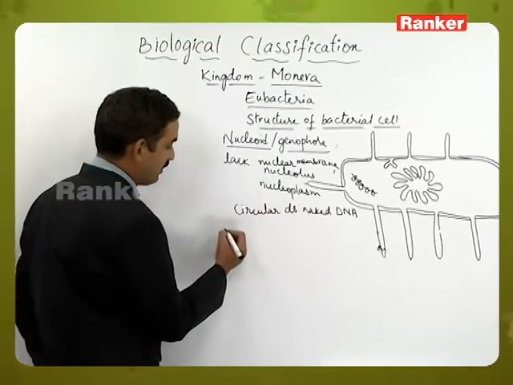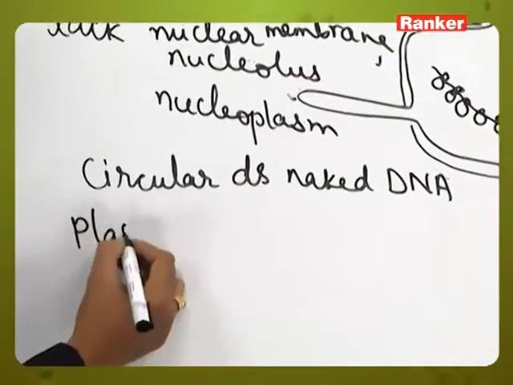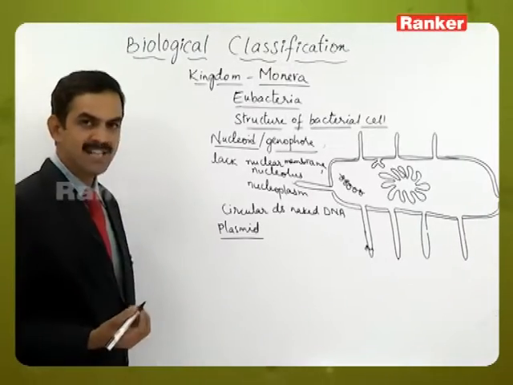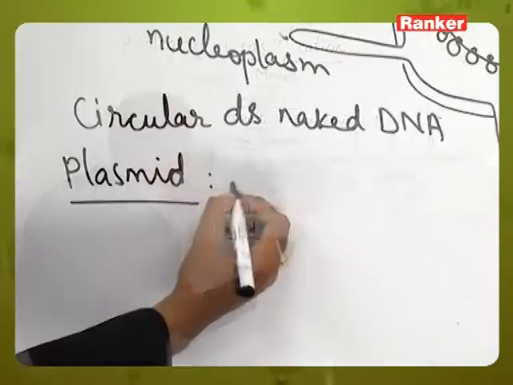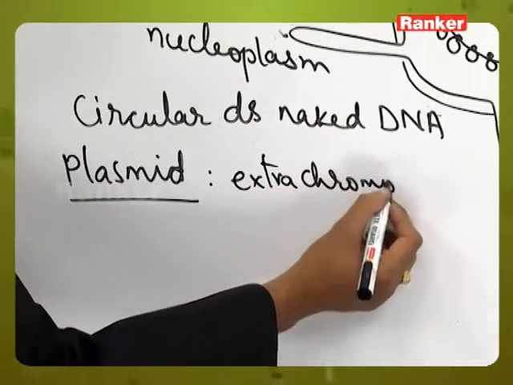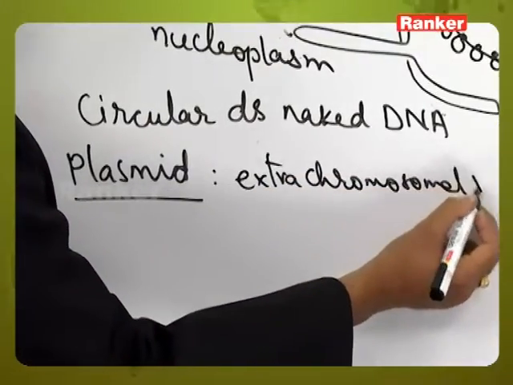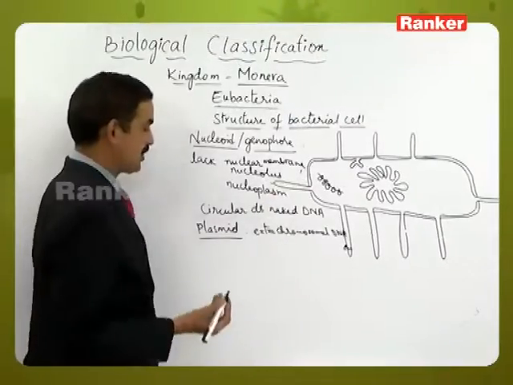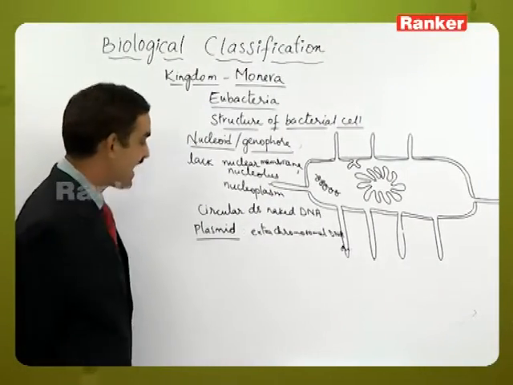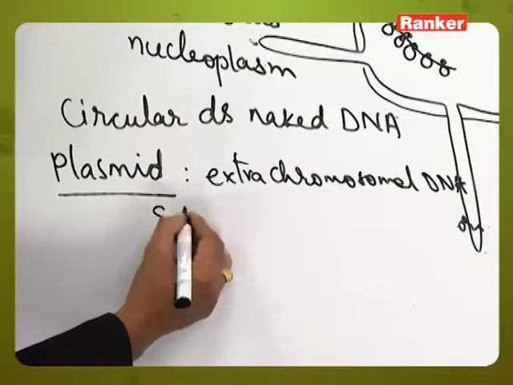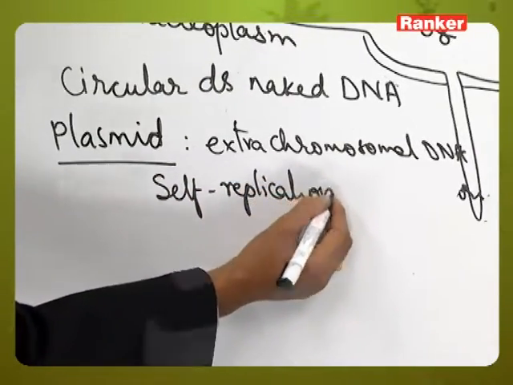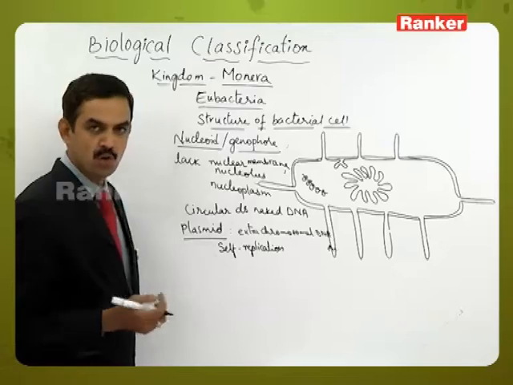And apart from this, there is one more structure present in the cytoplasm, that is called a plasmid. Here the plasmid is the extra chromosomal DNA. This extra chromosomal DNA is present in the cytoplasm and it can replicate by itself, that is, it is self-replicating. It is independent of the replication of the DNA present in the nucleoid.